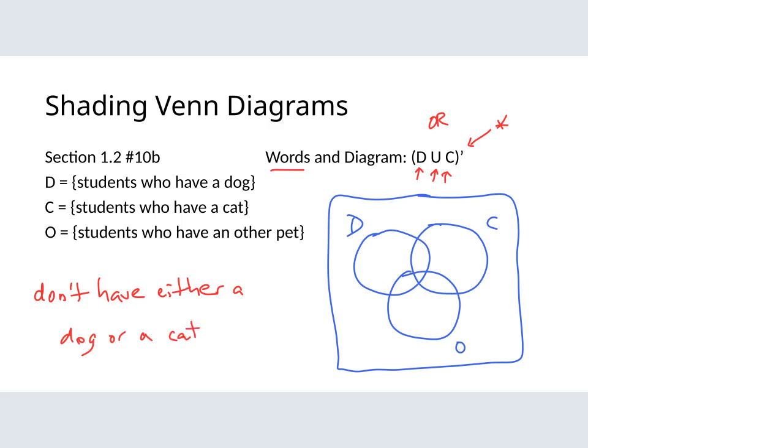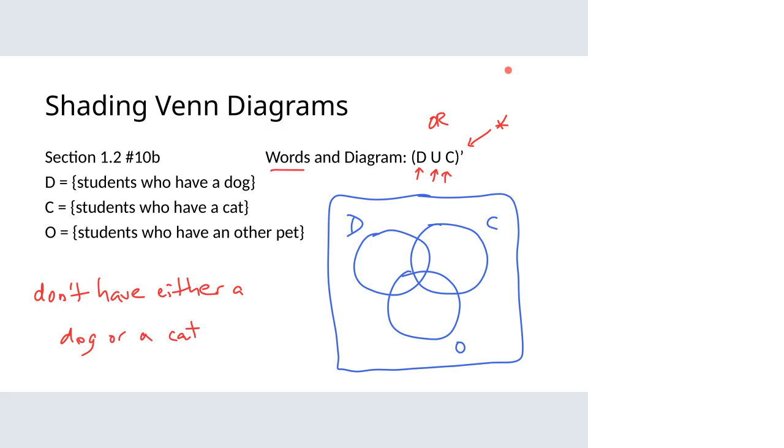I can tell you that on the quiz and exam, I'm not going to have you write it out in words, but I do want you to understand that if you're given words like this, you could figure out what the set would be. So you won't have to write it in words. You'll just have to be able to go from words to the diagram. And then here I have D union C complement.